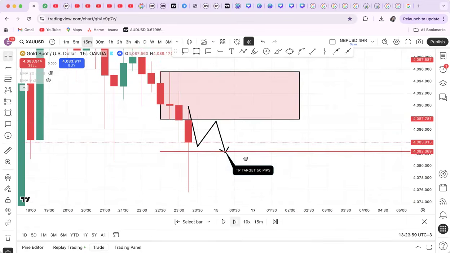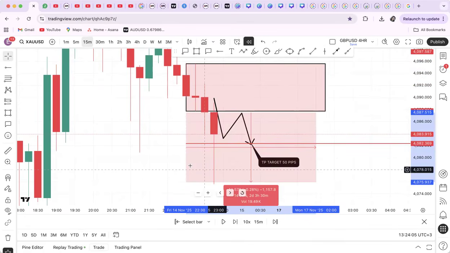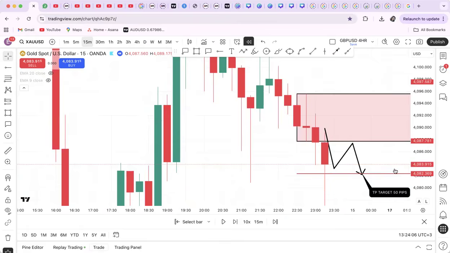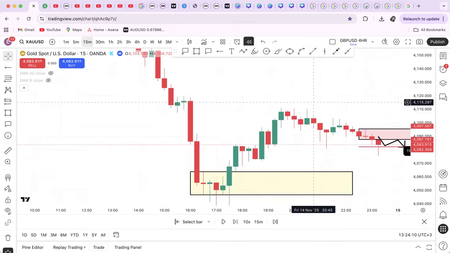So within no time, we got that target. So that is our first trade, and it went with 115 pips. Let's look for another cross. Now, this time I want a cross like this.